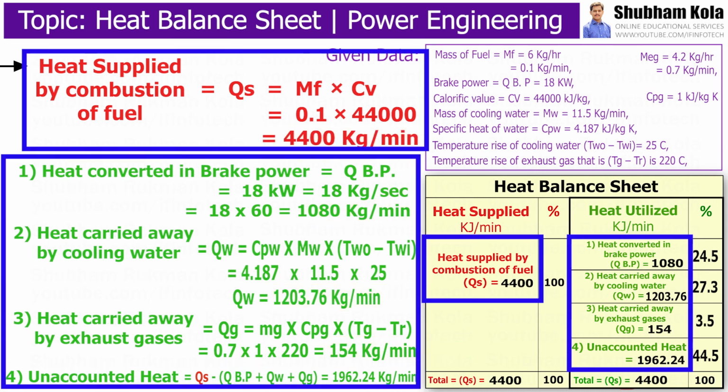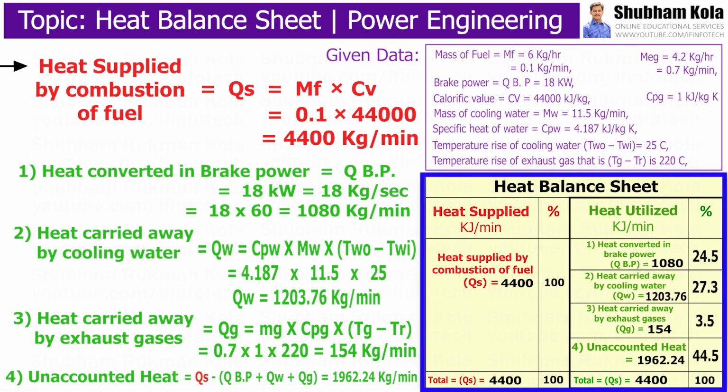Now we have the values of heat supplied and heat utilized by the engine. From these values, we have to prepare the balance sheet. The results of the different values of heat supplied and heat utilized are tabulated in a table, and this table is known as the heat balance sheet. The table also has a percentage representation of heat supplied and heat utilized.